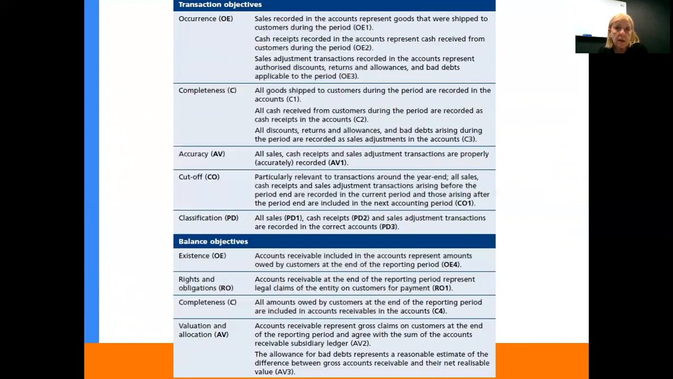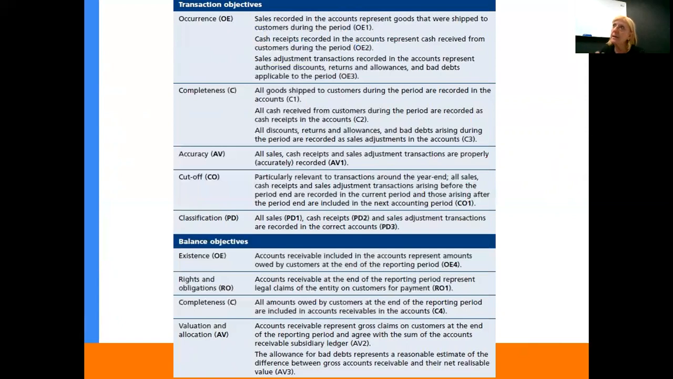Cash receipts recorded in the accounts represent cash received from customers during the period. So that's number 2. Sales adjustment transactions recorded in the accounts represent authorised discounts, returns and allowances, and bad debts applicable to the period. So as an auditor, these are my objectives in terms of testing for occurrence in the sales and collection transactions. So I've got one for sales, one for cash receipts, and one for sales adjustments. And there will be others, but we've just got a sample of them here.